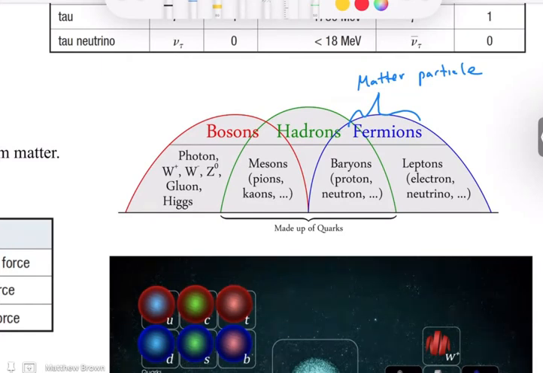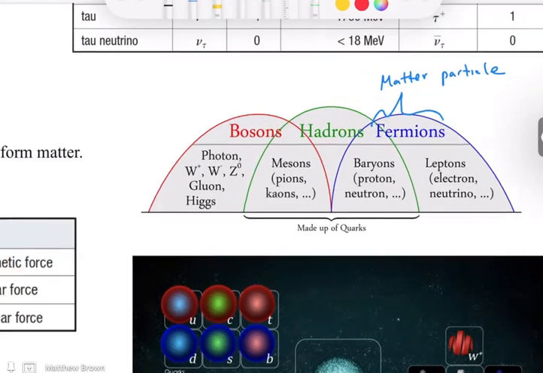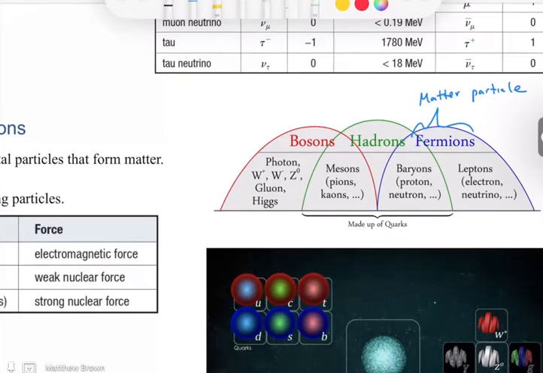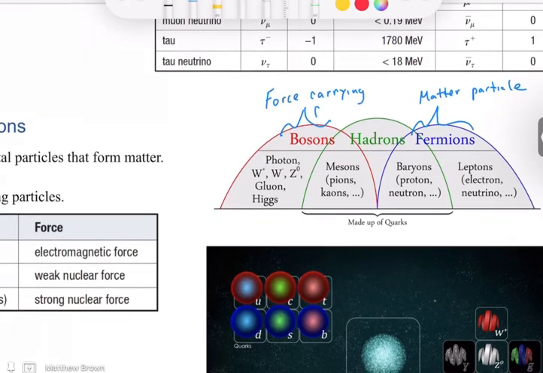And then we get to bosons. I can't say it right. Bosons. I don't know why I can't talk right now. But these are force-carrying particles. And I probably have it listed underneath there.